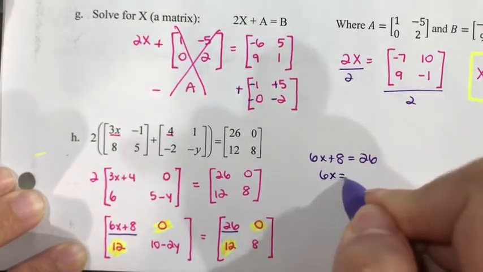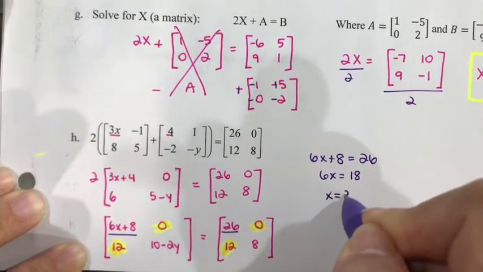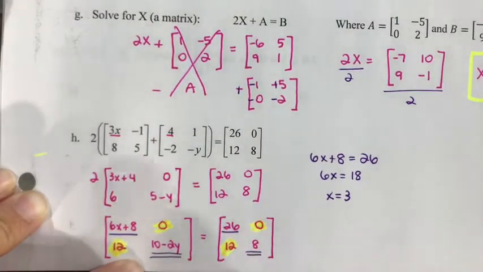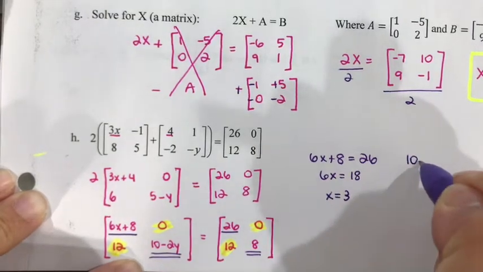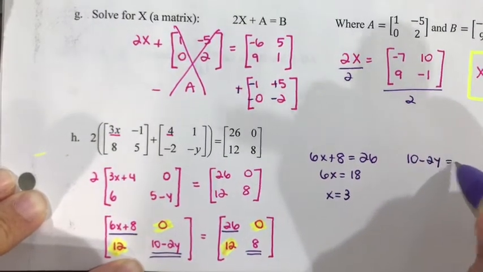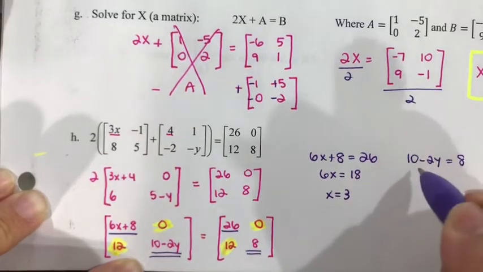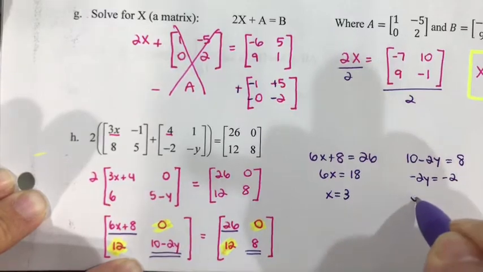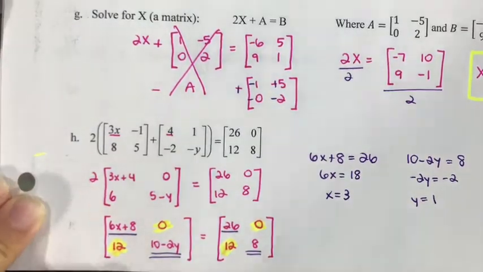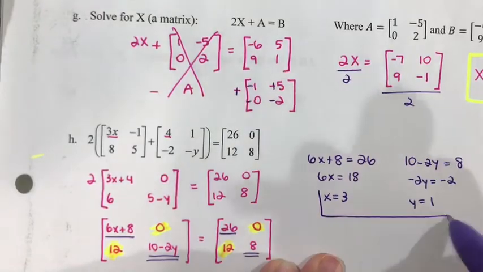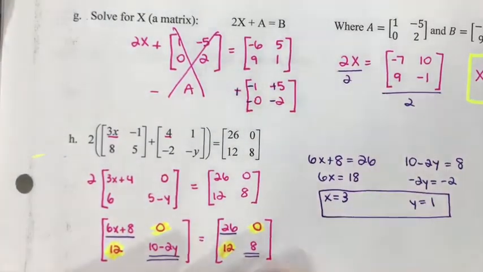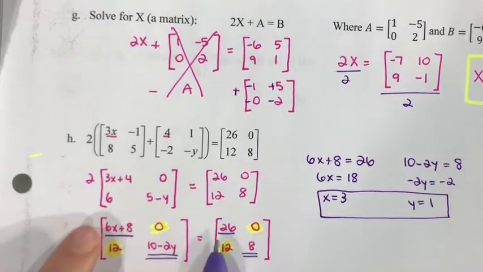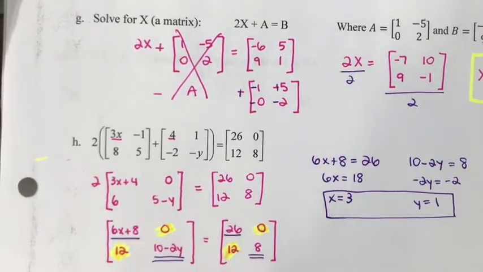Solving gives me x equals 3. Okay, now I also know that the bottom right has to equal 8. And so when I solve, I get y equals 1. So I was able to solve for my variables just by setting the corresponding entries equal to each other.